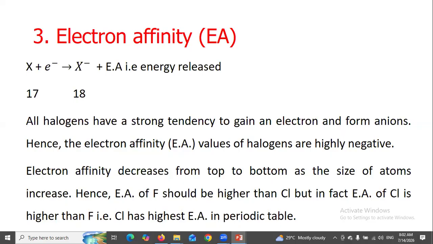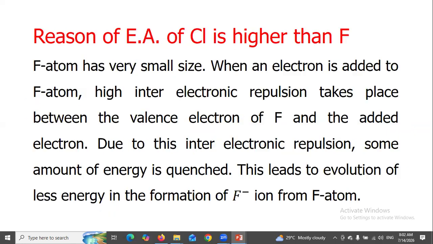Hence, electron affinity of fluorine should be higher than chlorine. But in fact, electron affinity of chlorine is higher than fluorine. That is, chlorine has the highest electron affinity in the periodic table. Reasons for electron affinity of chlorine being higher than fluorine.